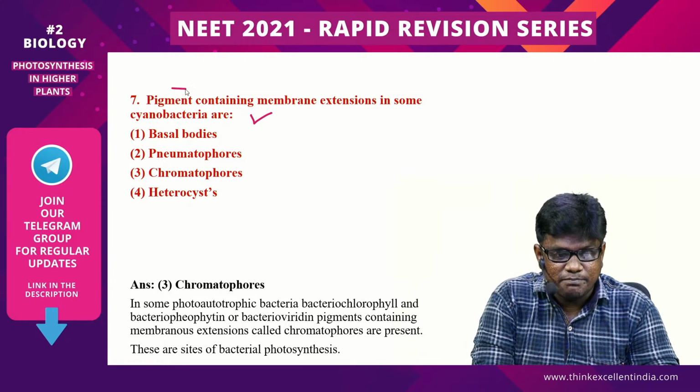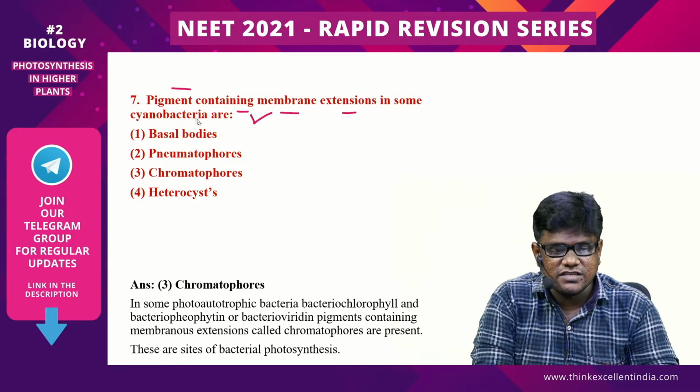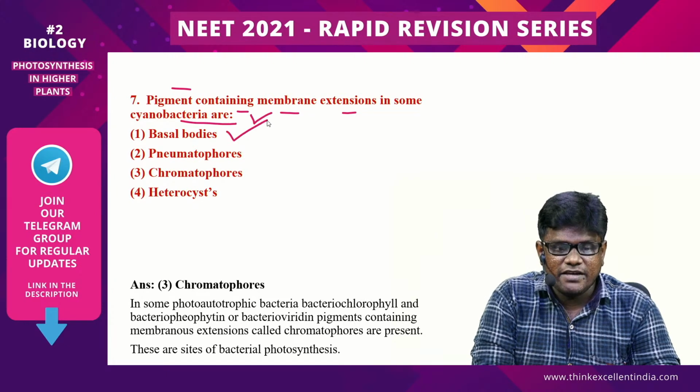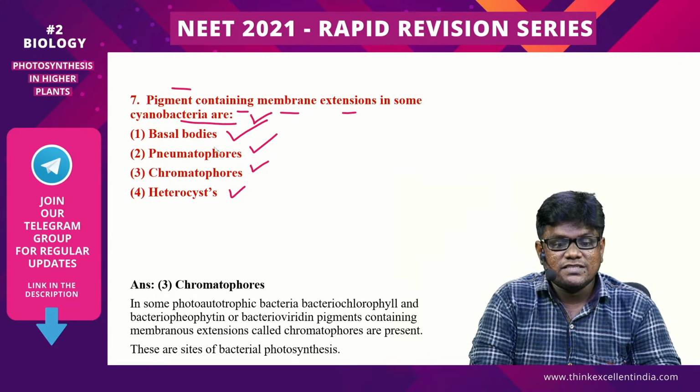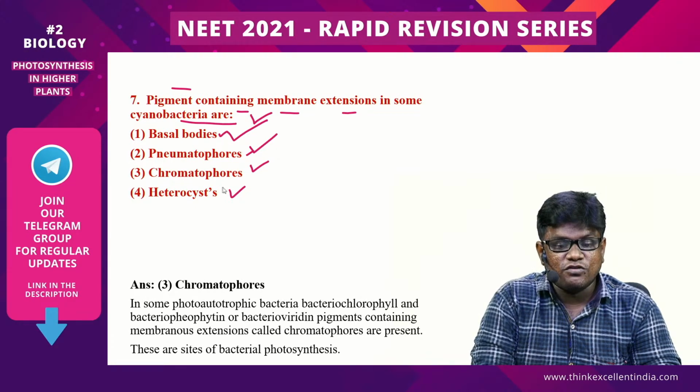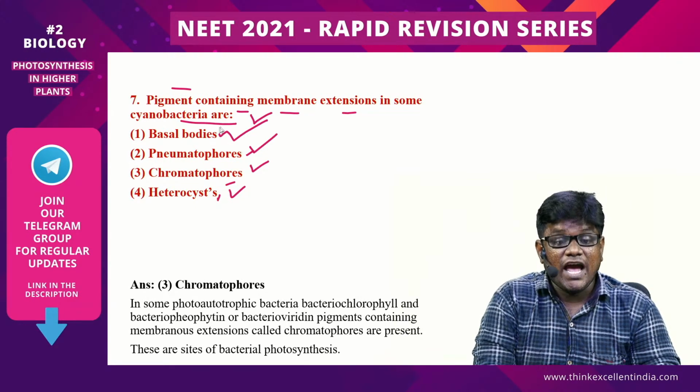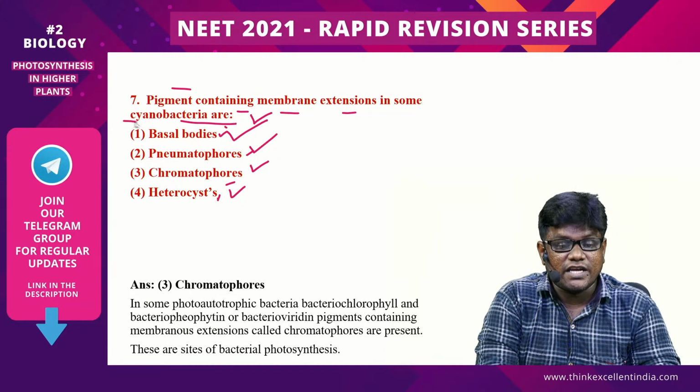But here you can see the pigment-containing membrane extensions in some cyanobacteria: basal bodies, pneumatophores, chromatophores and heterocyst. See, basal bodies, pneumatophores, chromatophores and heterocyst, these are all parts of the structure in cyanobacteria. You have to be clear with that.